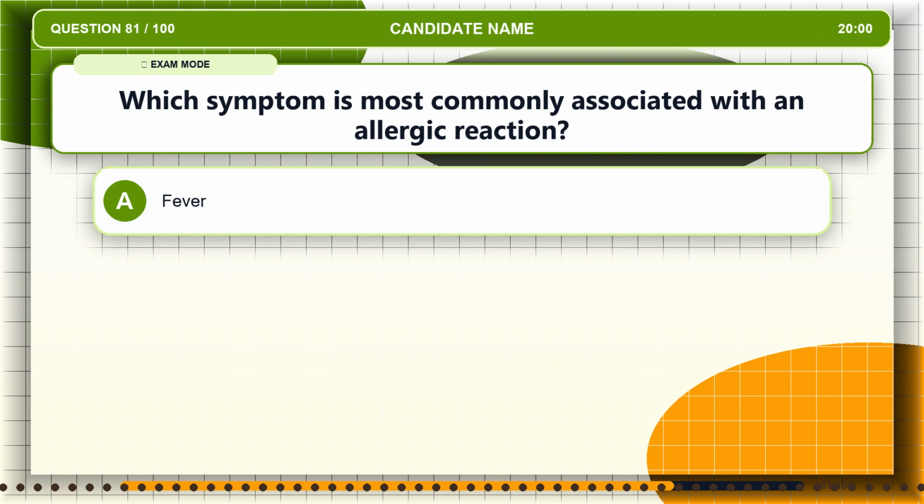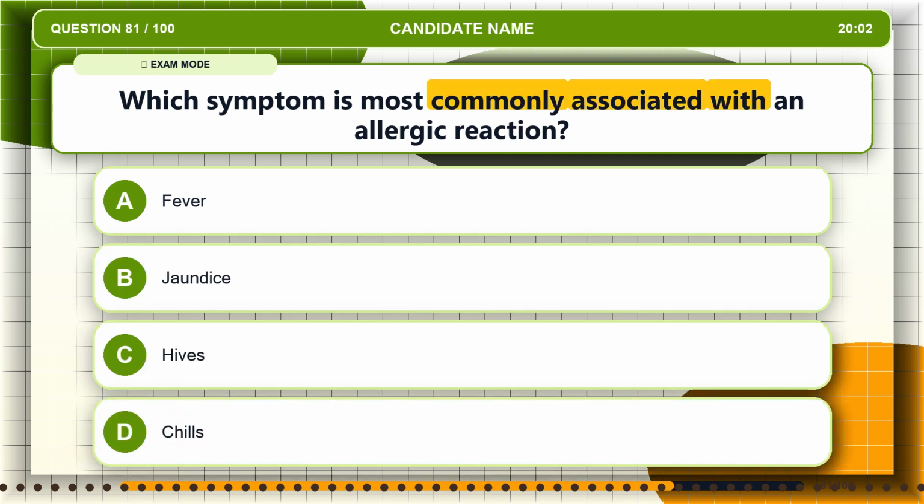Question 81. Which symptom is most commonly associated with an allergic reaction? Option A, fever. Option B, jaundice. Option C, hives. Option D, chills.